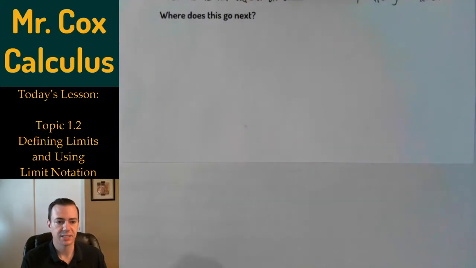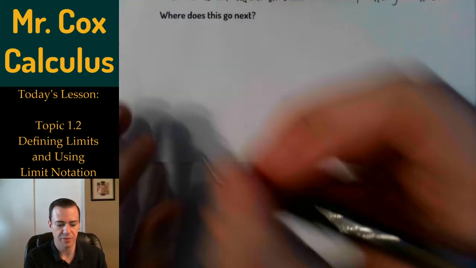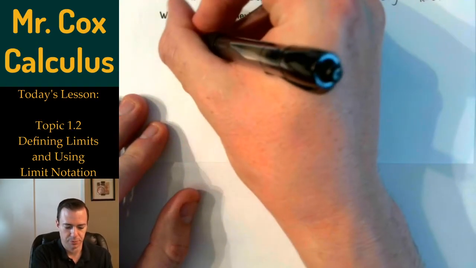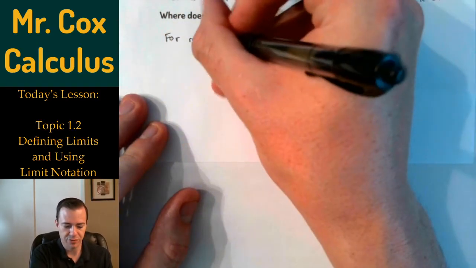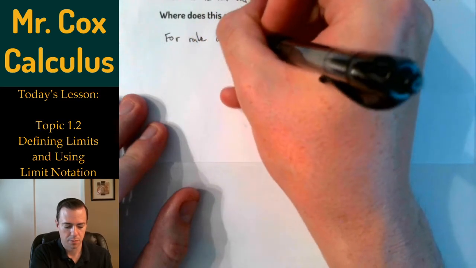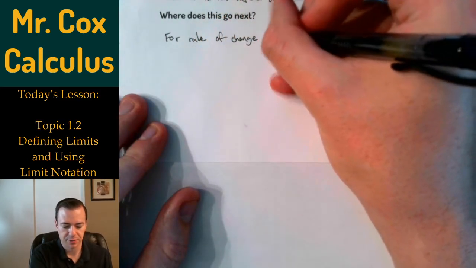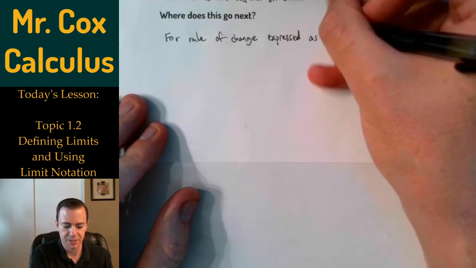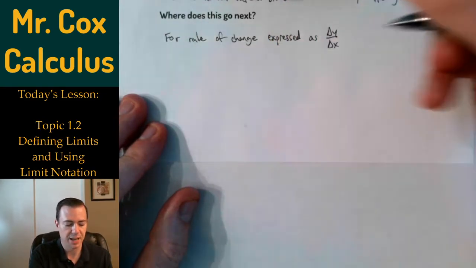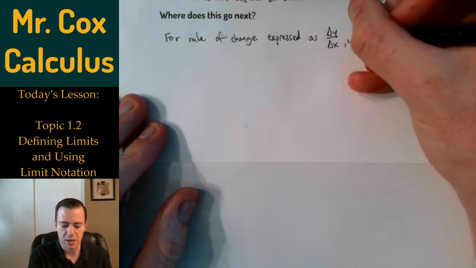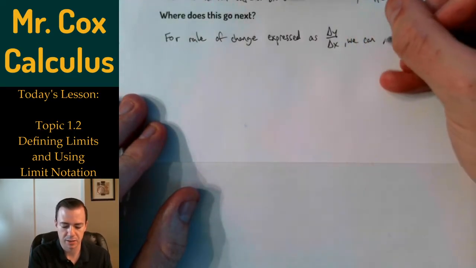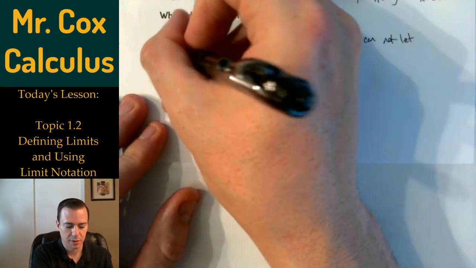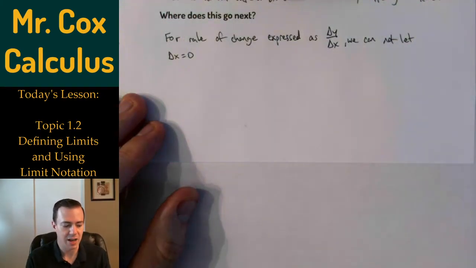All right, well, where does this go next? Because we started off this class talking about rate of change. So for rate of change expressed as delta y over delta x, we know that we cannot just simply let delta x equal 0. We can't divide by 0.